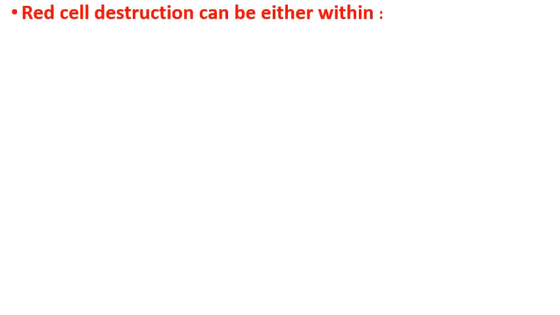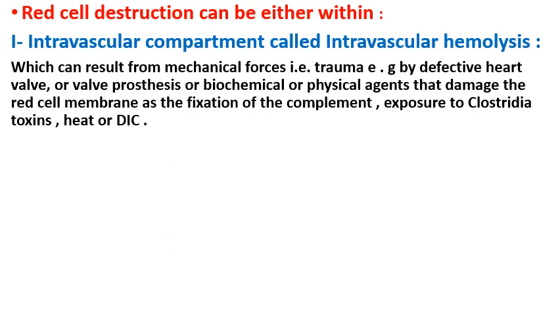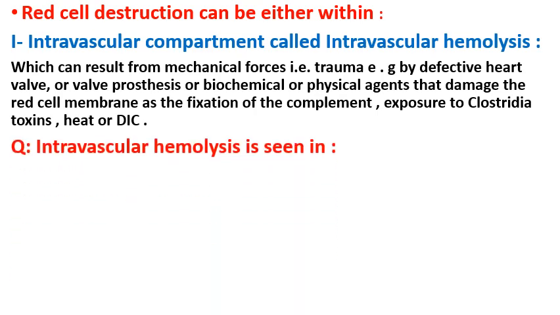Red blood cell destruction can be in the intravascular compartment, called intravascular hemolysis, which can result from mechanical force, that is to say from trauma, for example when there is a defective heart valve. Or it can result from a biochemical or physical agent that damages the red blood cell membrane, sometimes as in fixation of complement, or exposure to Clostridium toxins, or in case of heat, or in case of disseminated intravascular coagulopathy.